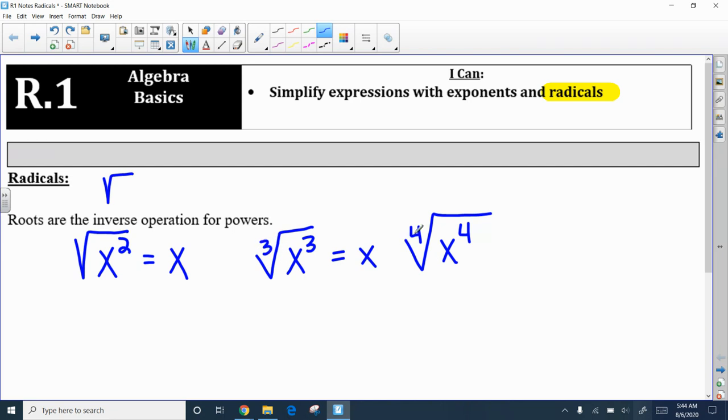And we can tell the kind of root it is by this little number. A square root doesn't have a number, but we know it's an inverse operation for squared or second power. Then we can have cube root, fourth root, fifth root. Anytime we do the same kind of root as the power, the radical and the power get rid of each other, and we're just left with x or whatever the base was. So we use that idea to simplify radicals.